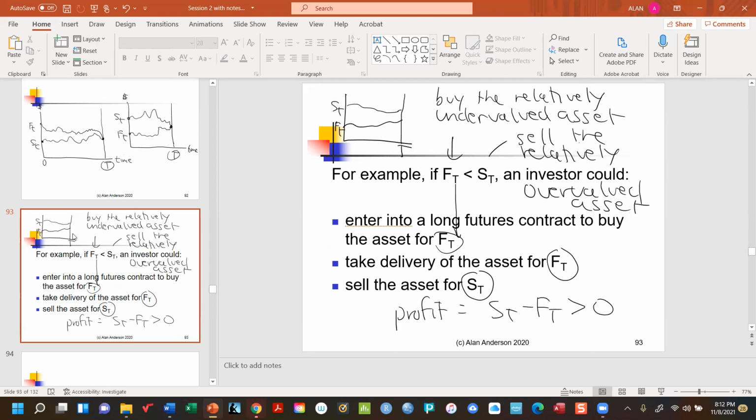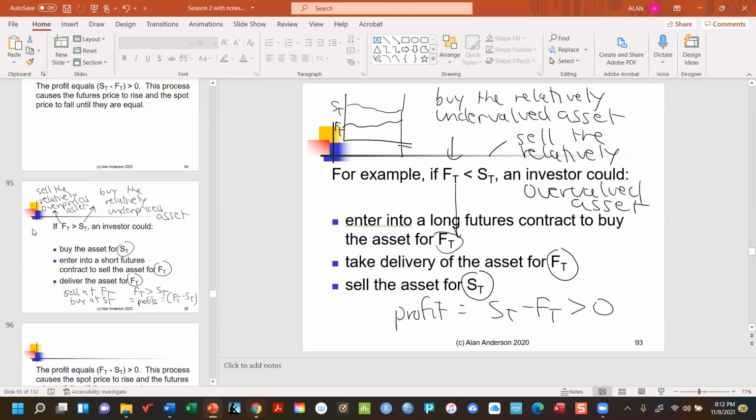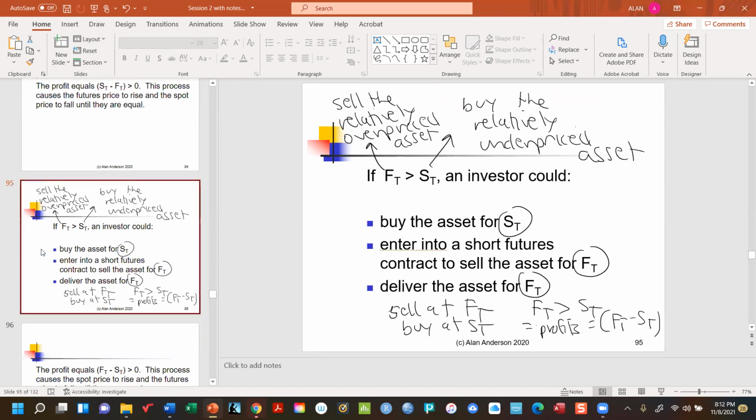Oh, there you go. How do you like that? And on the other hand, what if it was the other way around? Somehow F never quite converged to S.